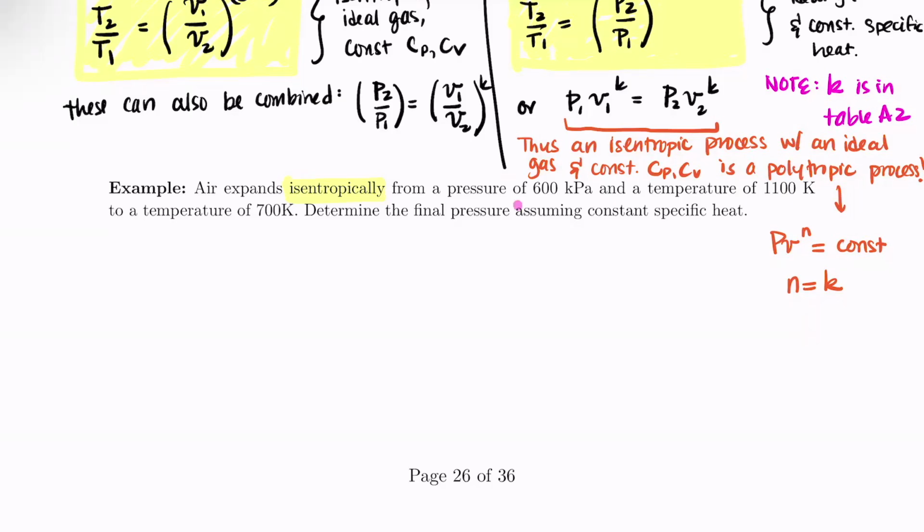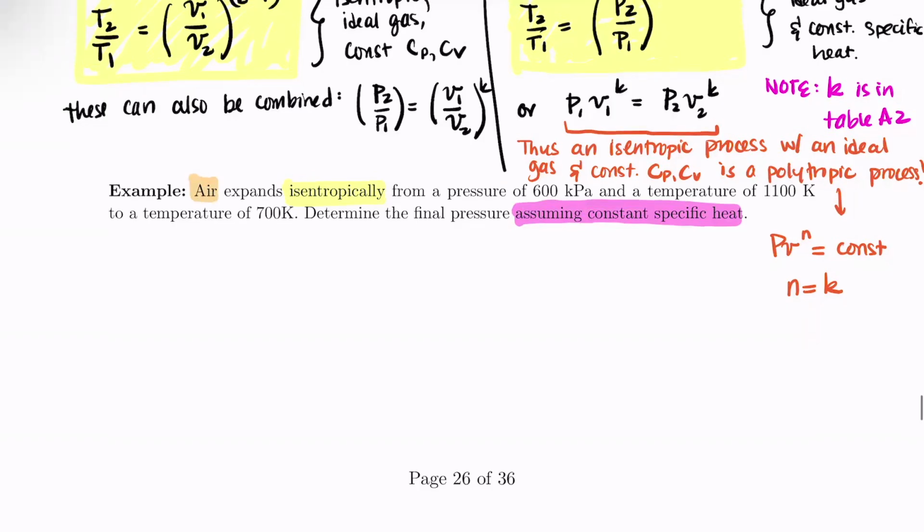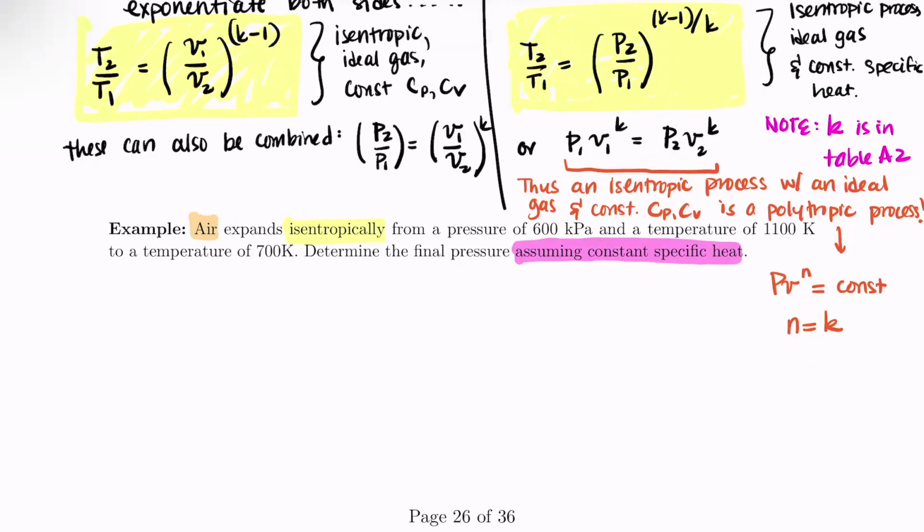Okay, so we're also given that we're going to make this assumption. And we're also told that it's air, which is an ideal gas. So we have all of our assumptions from that last derivation ticked off here. So we have an isentropic process, we have an ideal gas, and we have constant specific heat. So that means that we can use the relationship T2 over T1 is equal to P2 over P1, K minus 1 divided by K.